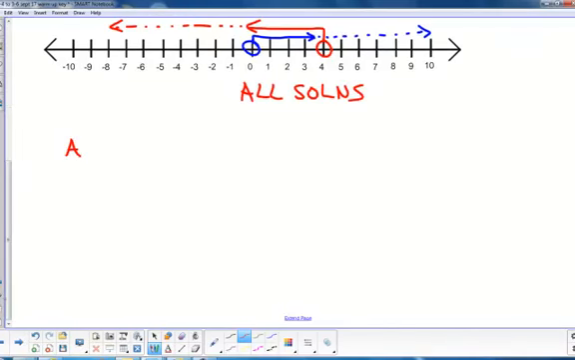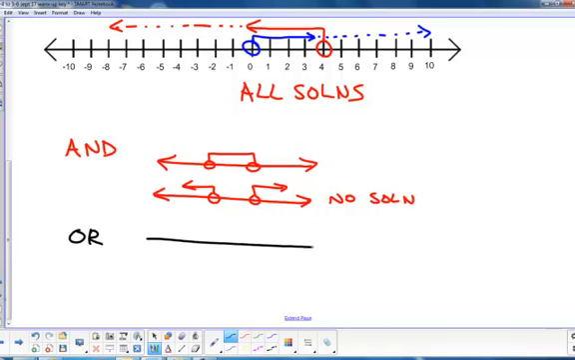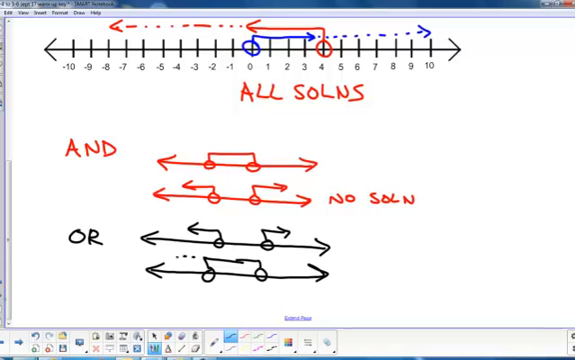If it says "and" and they go towards each other, that's the answer. If it says "and" and they go away from each other, it's no solution. If it says "or" and they go away from each other, that's the answer. If it says "or" and they go towards each other, that's all solutions because it continues in both directions.